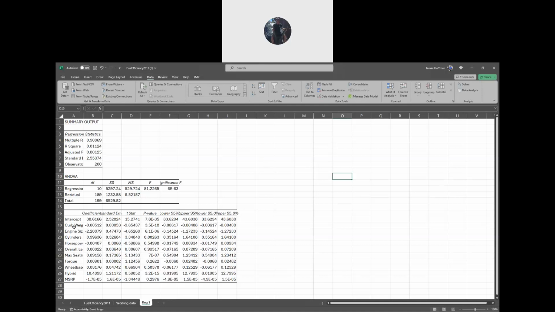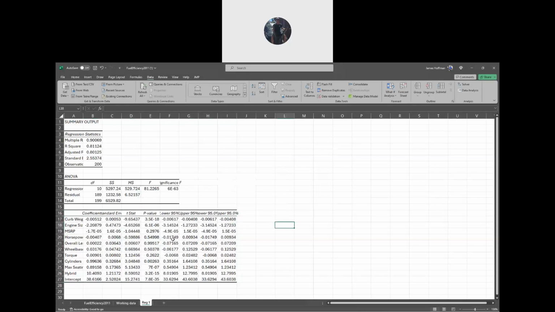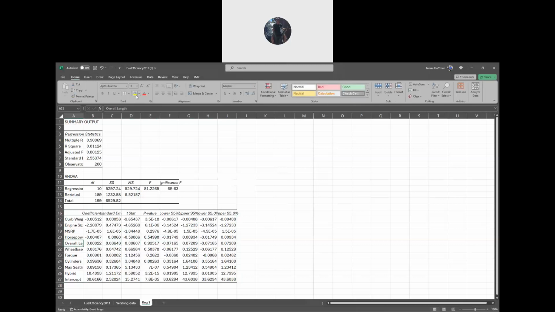Okay, so we'd get all these variables as a result, and then we're going to eliminate them one by one again by significance. So we could do what we did last time, which is choose this coefficient output range, sort it by t-stat, and take out the ones that are closest to zero in absolute value, which looks like this one's basically zero. Overall length goes first. Yeah, that one didn't make any sense anyways.